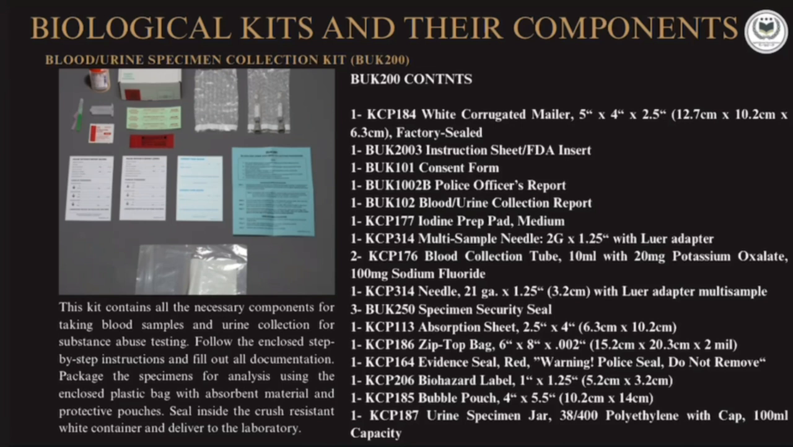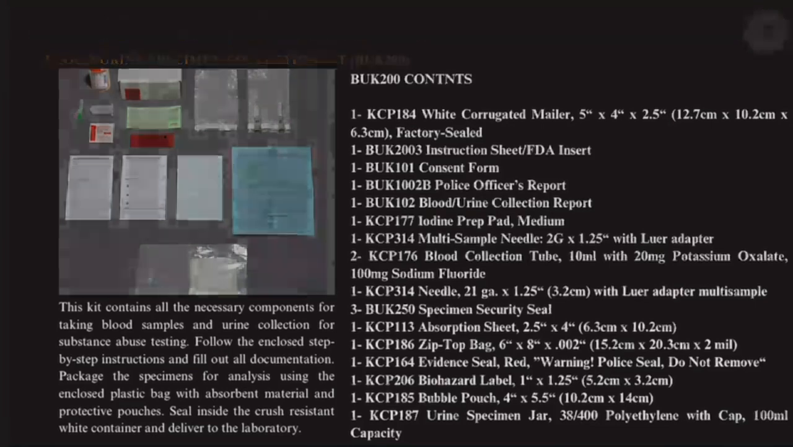Its contents include white corrugated mailer with different dimensions, factory sealed, instruction sheet, FDA insert, consent form, police officer's report, blood urine collection report, iodine prep pad, multi sample needle, blood collection tube, needle with luer adapter multi sample, specimen security seal, absorption sheet, zip top bag, evidence seal, label, bubble pouch, and urine specimen.